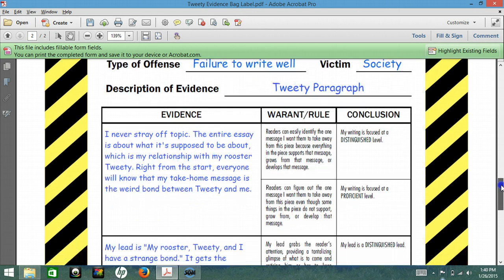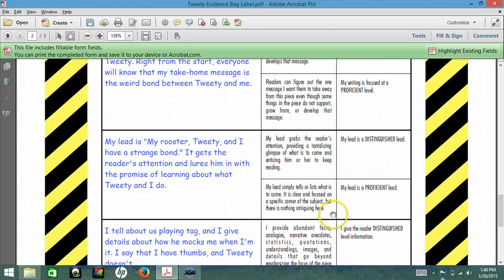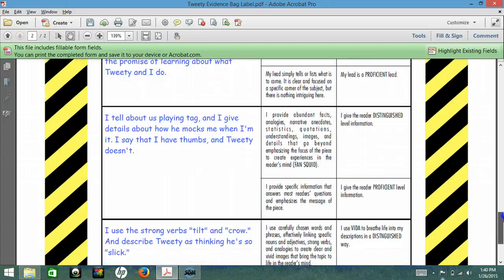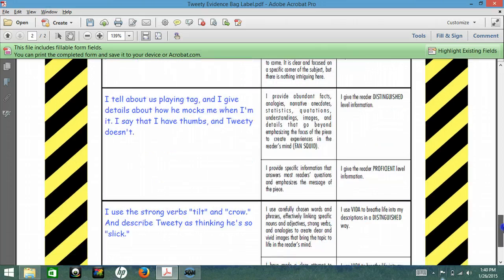Then there are four sections you're going to look at for evidence. The first section is about the focus of the piece. The second section is about the lead. The third section is about the information, the fan squid. And the fourth section is about the word choice or using Vita.